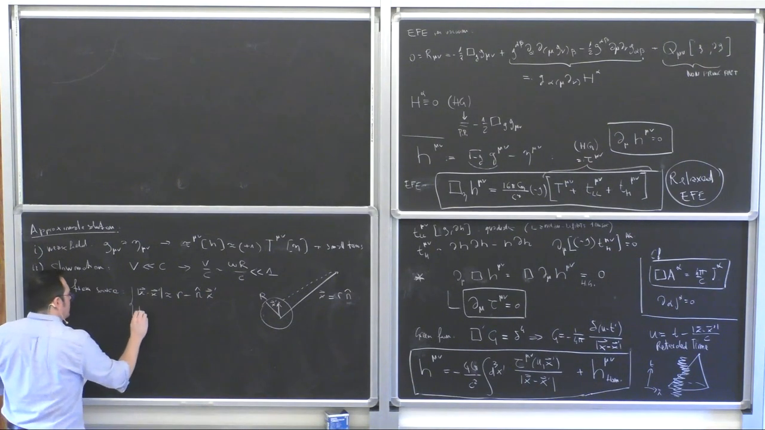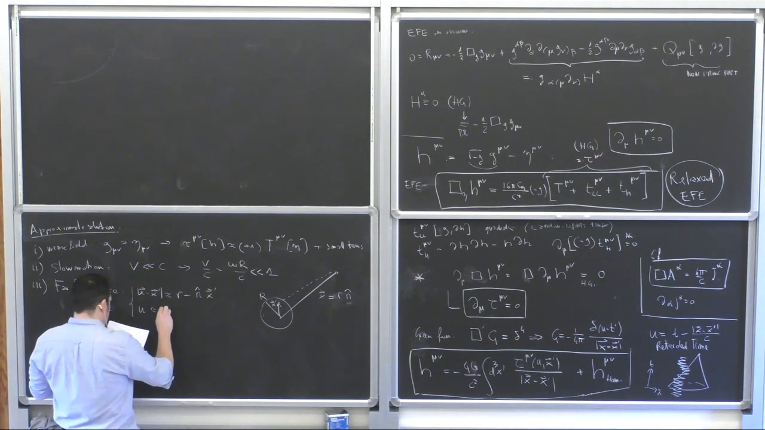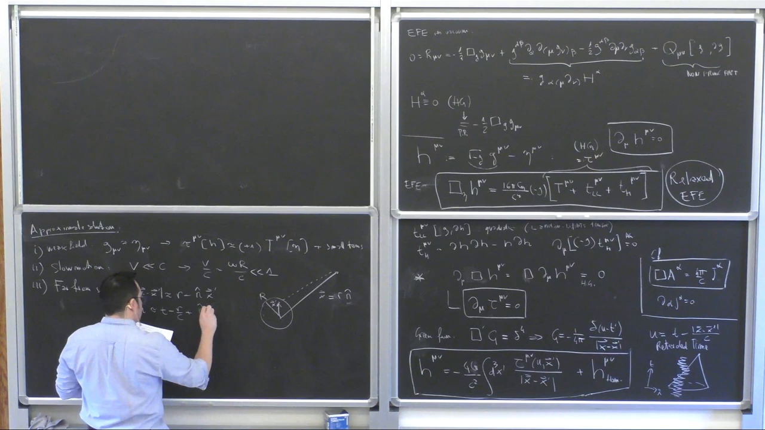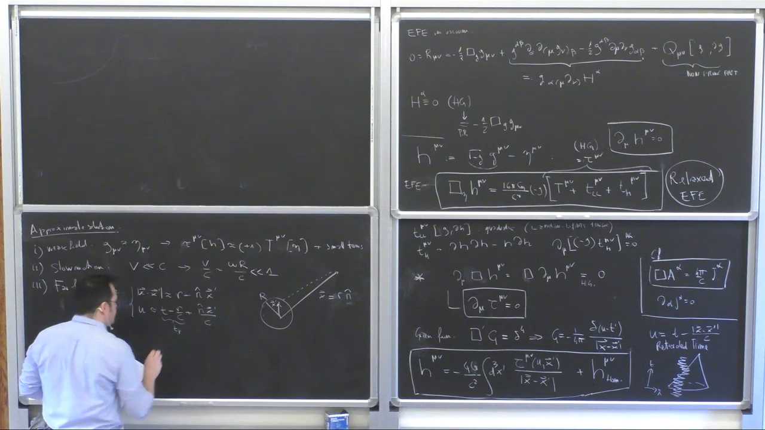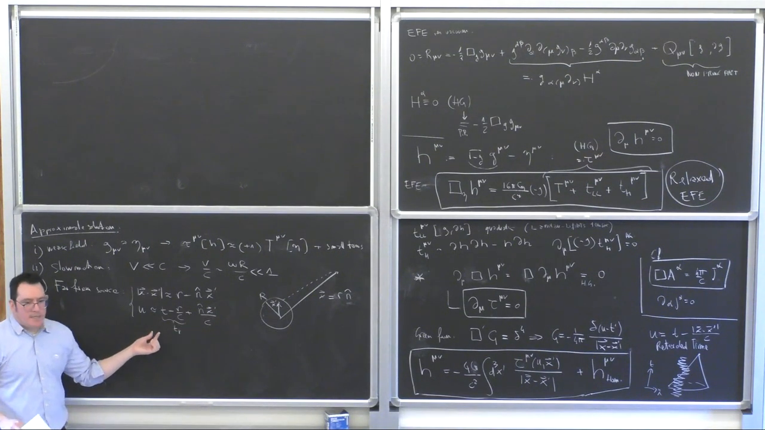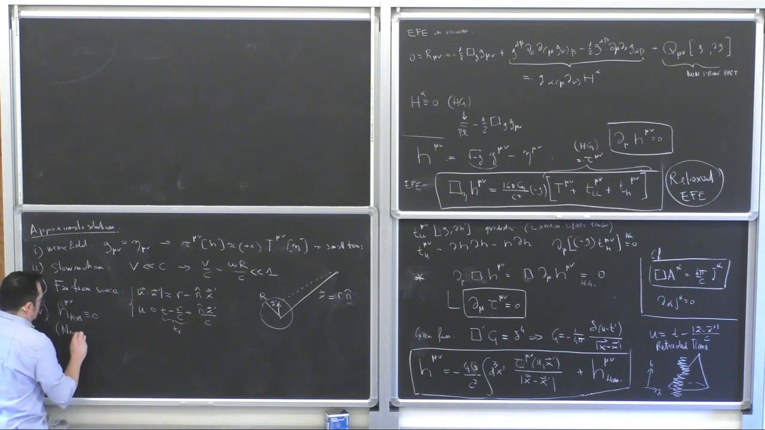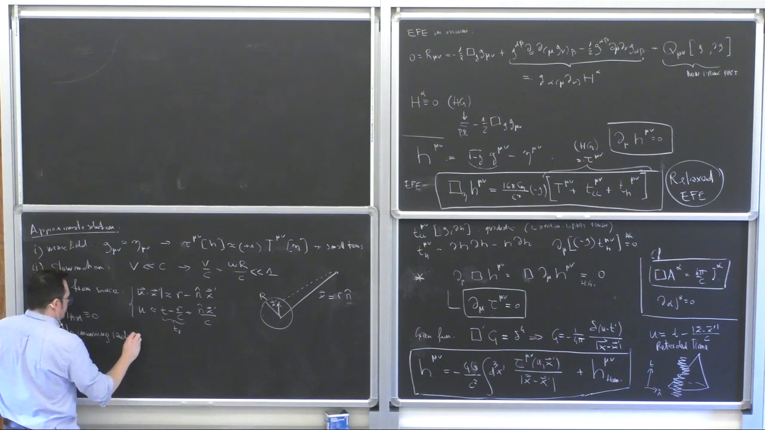And together with that, my retarded time has a simplified expression as well, which is T minus R over C, this R, plus N·X prime over C. Sometimes I can call this T_R. So it's an approximate retarded time that holds when I'm very far away. And finally, I take the homogeneous solution to be zero. This means that what I'm assuming is there is no incoming radiation in the cone.